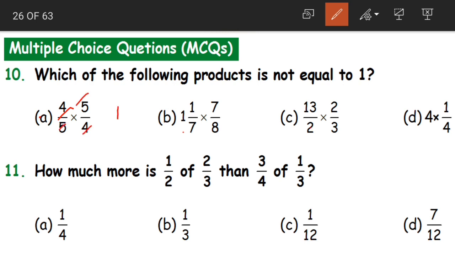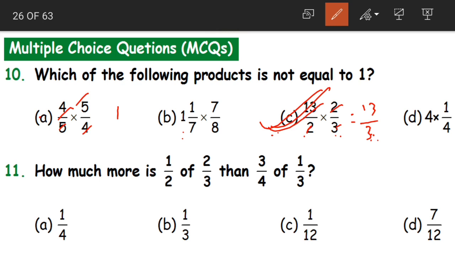This is a mixed fraction. Let it be. And then moving on to C, 2 ones are 2, cancel. And 3 and 13 remain the same. 13 by 3. What did we get? This product is not equal to 1. Yes, the product of option C is not equal to 1. So option C is the right answer.